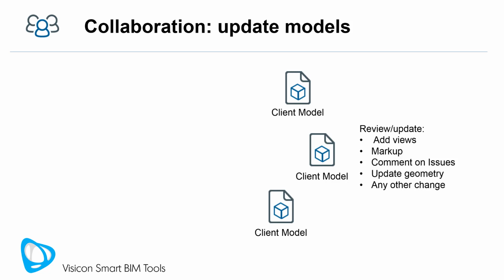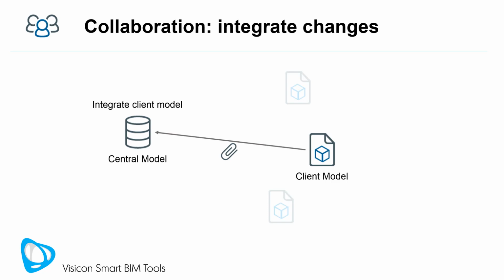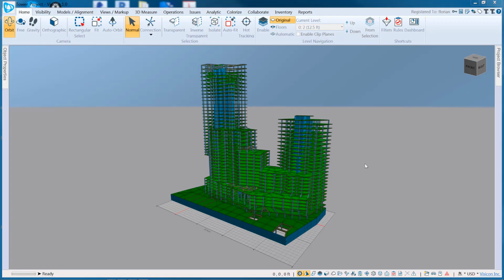They can then proceed, add their own views, add their markups, comment on your specific issues, change the geometry, and make any other change. They then send their client models back to you, and you go through a simple integration process that incorporates all of their changes into your model. Let's go through a simple example.